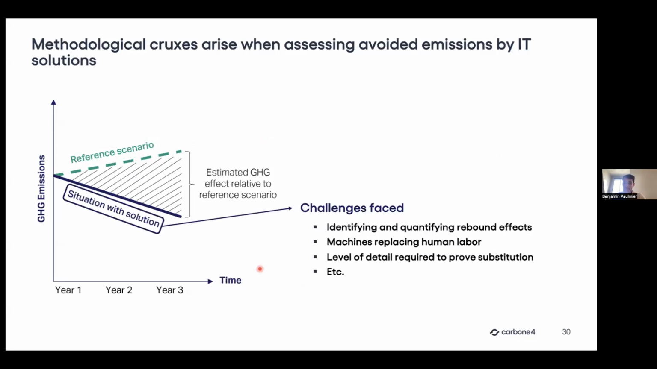For the situation with solution, we also have a few difficulties, such as how do we identify usage that is rebound? So usage that's thanks to the operational efficiency of our new solution, we just start consuming more, and there's some extra demand in comparison to what was there before. So how do we identify and quantify that?